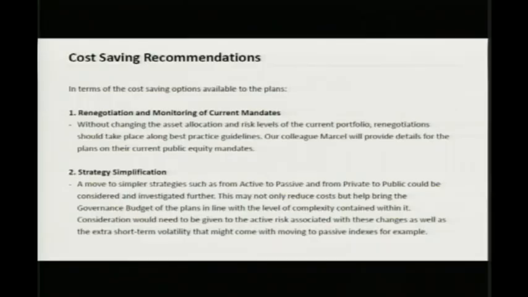Consideration would have to be given to the active risk associated with these changes, as well as the extra short-term volatility that might come with moving to passive indices, for example. There's a reason why absolute return tends to have a role in a portfolio, and it's to mitigate volatility. If you remove all of that, be ready for more volatility.